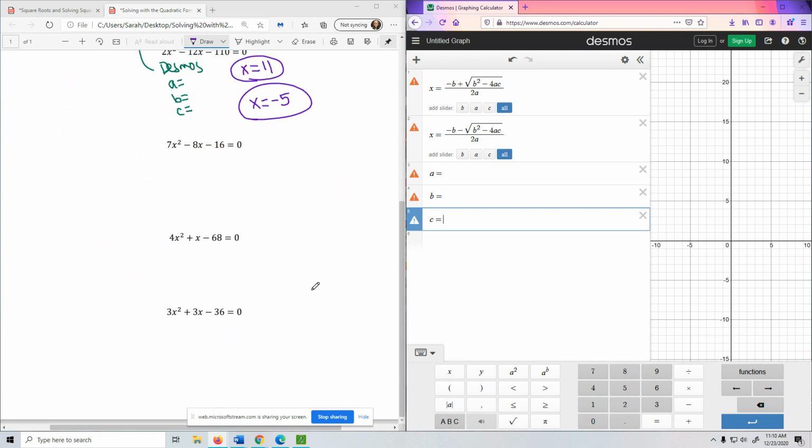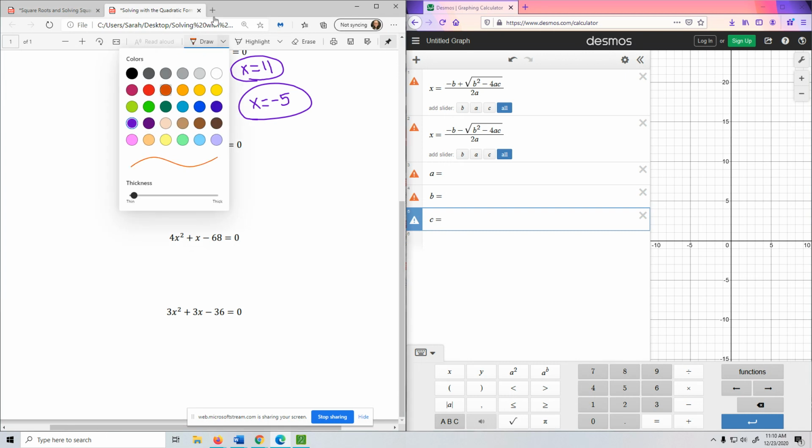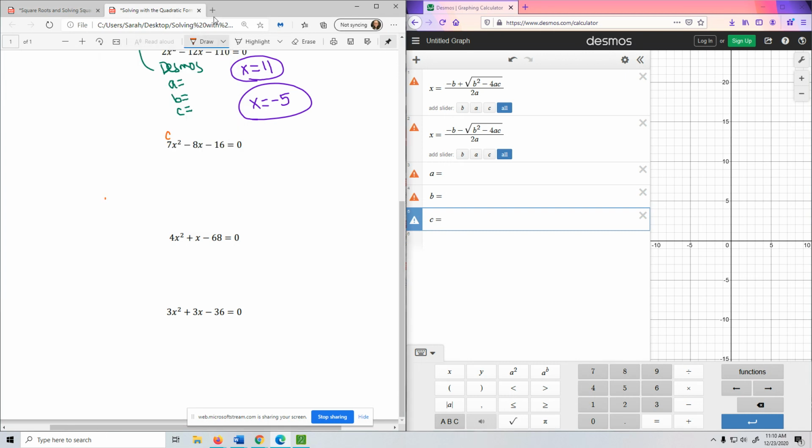So let's start by labeling our A, B, and C. A is the number in front of x squared, so this time A is 7. B is the number in front of x, so -8. C is the number at the end, so -16. I already have my quadratic formula in Desmos. Again, don't type it in every time. That's going to waste a lot of time. I just need to update with what my new A, B, and C are.